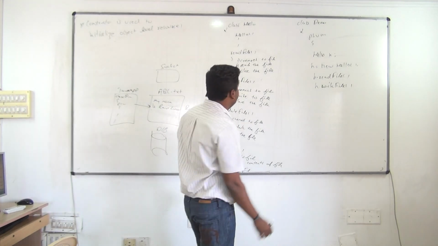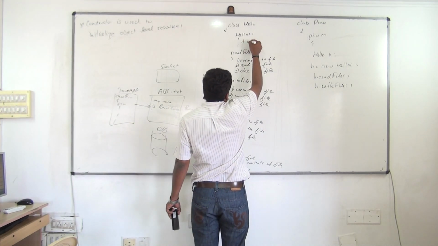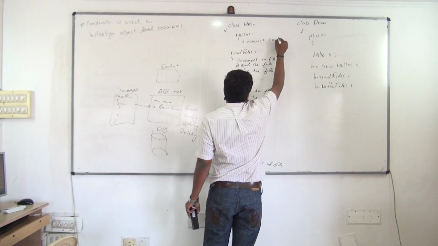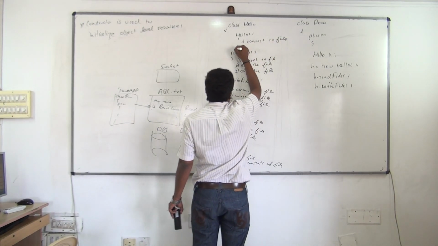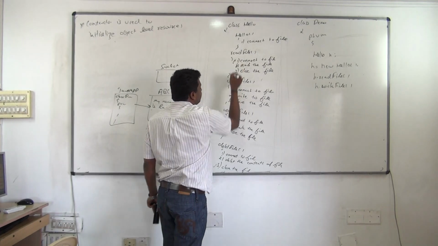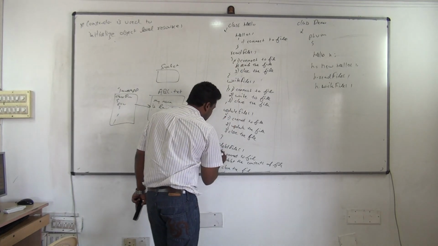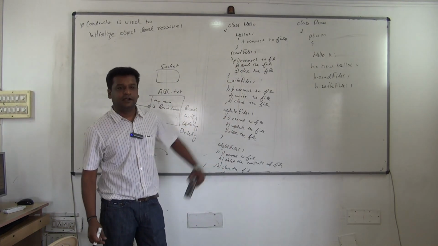I'll have one constructor. And here, I'll write the code to only what? Connect to file. That's it. Only this statement I'll remove. I'll not write it everywhere. That part of the code I'll remove, and I'll put it there.